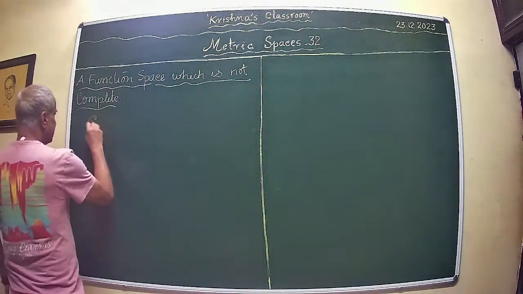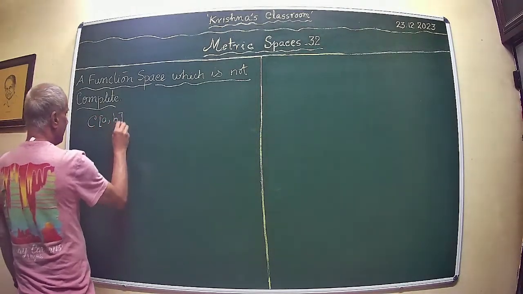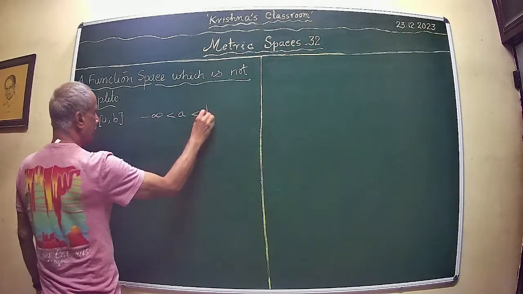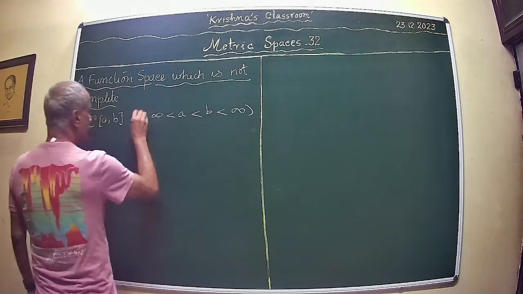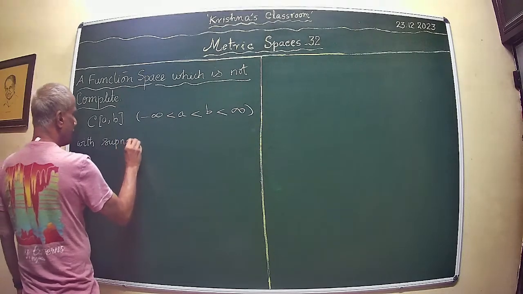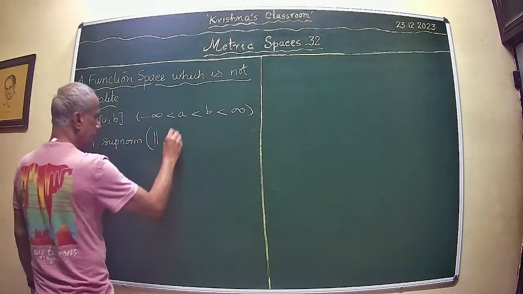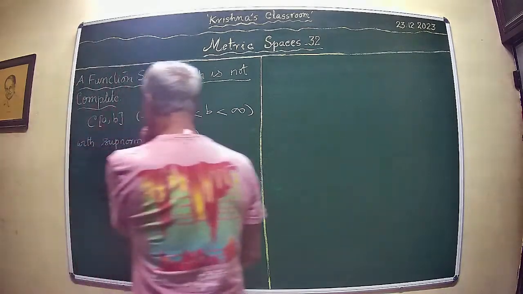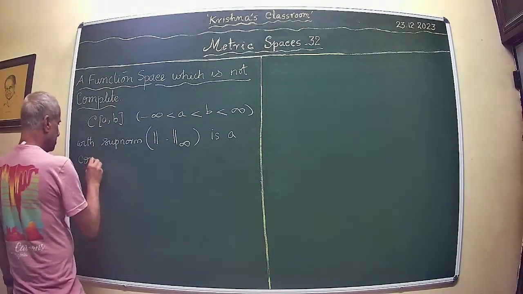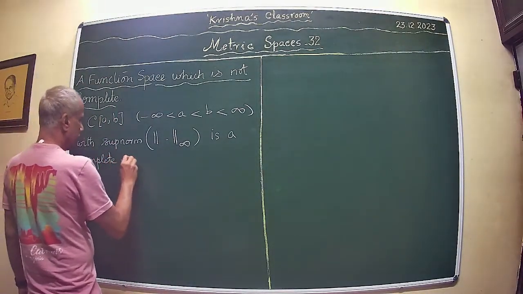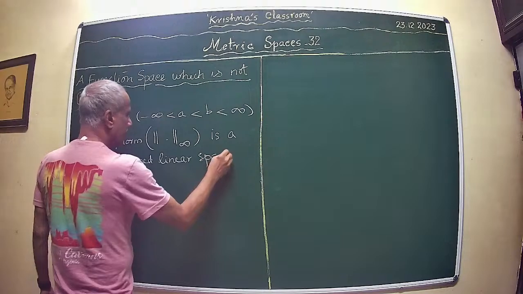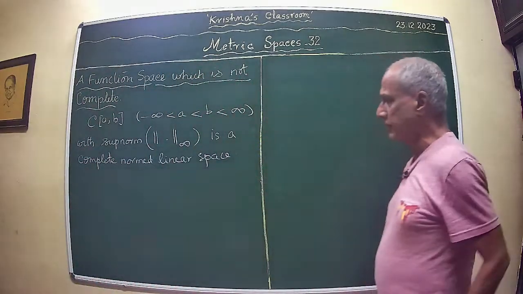We call that C[a,b] with sup norm, that is denoted by norm infinity, is a complete normed linear space. And therefore it's also a metric space which is complete.